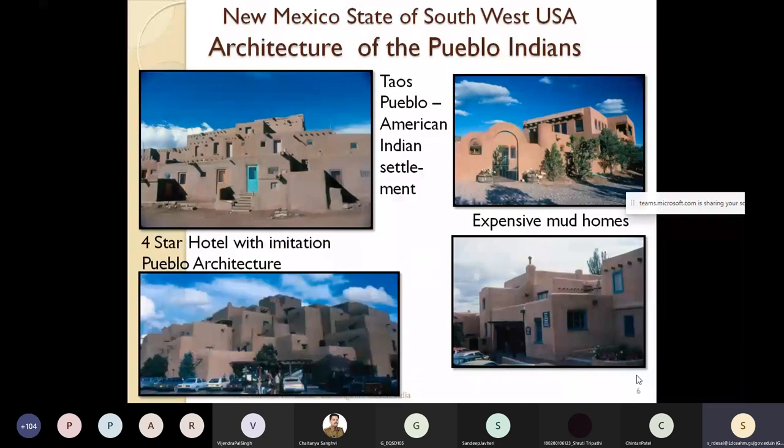And very interestingly, you have this four-star hotel in this town called Taos, which is a very popular tourist attraction. And this four-star hotel is imitation Pueblo architecture. I mean, can you imagine things like that happening in this country? So it's a different world, and people appreciate these things there.